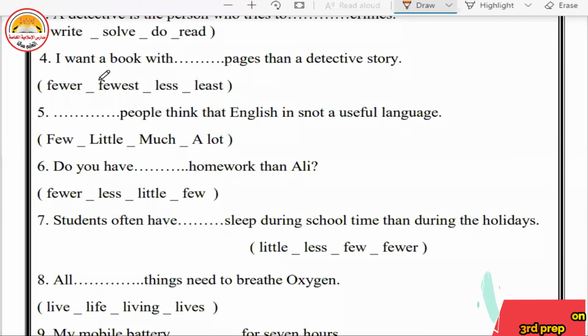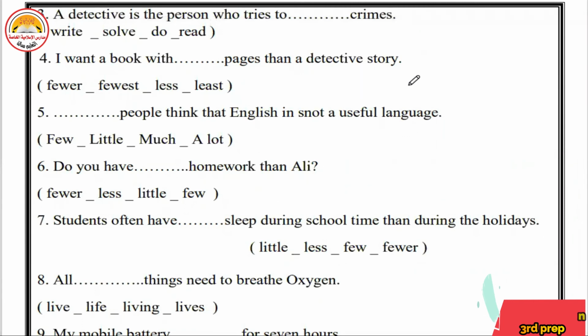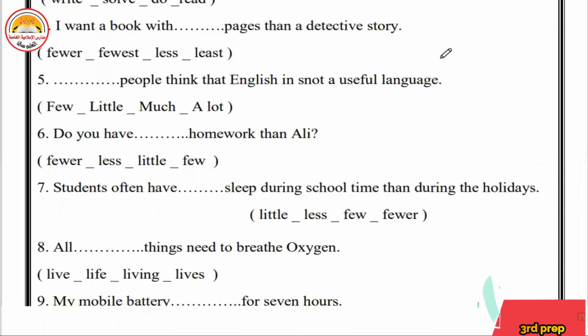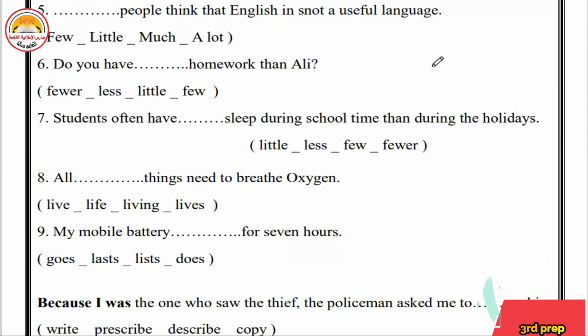Thank you. Number 4. I want a book with pages than a detective story. Who can answer? Ali Al-Adawi? Fewer. With fewer pages than a detective story. Okay, thank you. Next, number 5. People think that English is not a useful language. Few, little, much, a lot. Okay. Marwan. Few. Okay, thank you, Marwan.